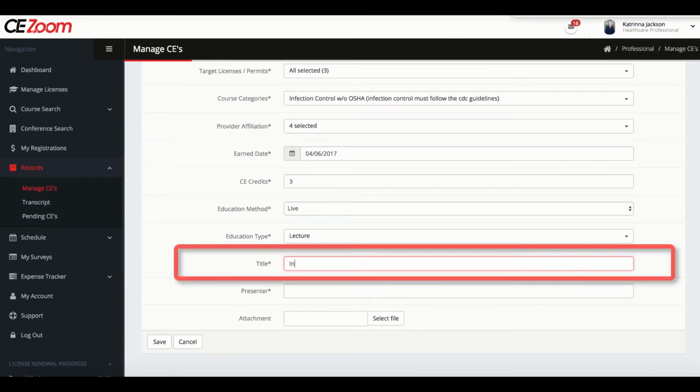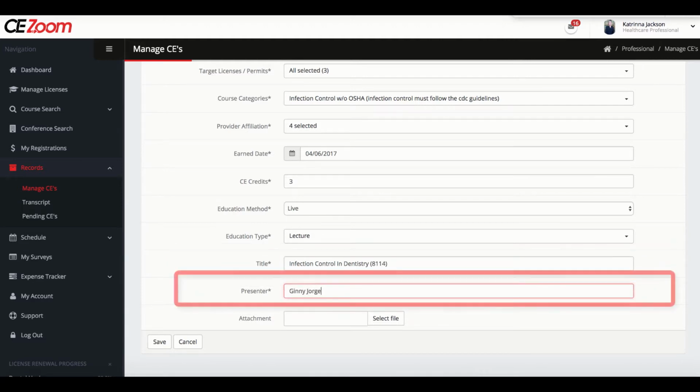Title. Input the exact title of the CE course you attended. Again, only enter 1 course at a time. If this is a course that continued over multiple days, input the course title and add Day 1, Day 2, or Part 1, Part 2. Presenter. Input the name or names of the presenters and include their credentials.